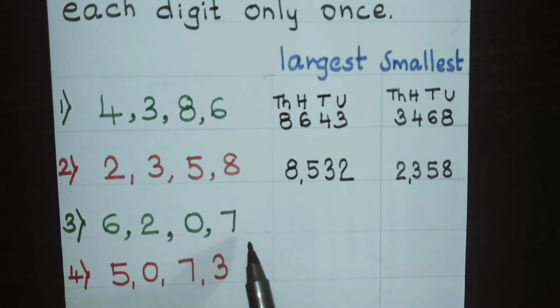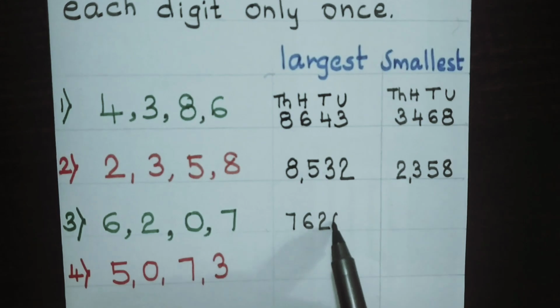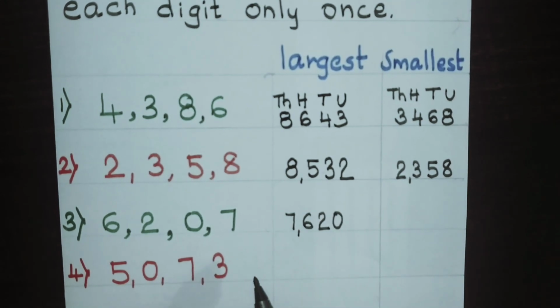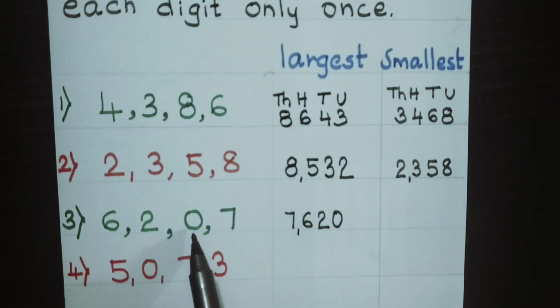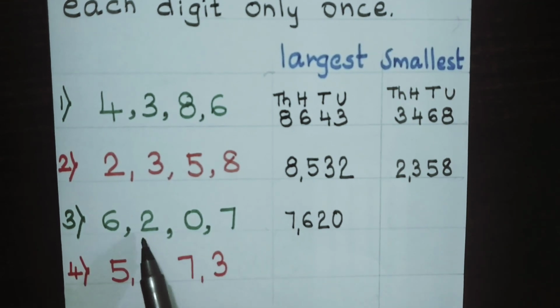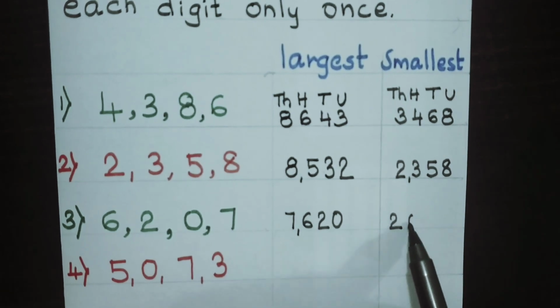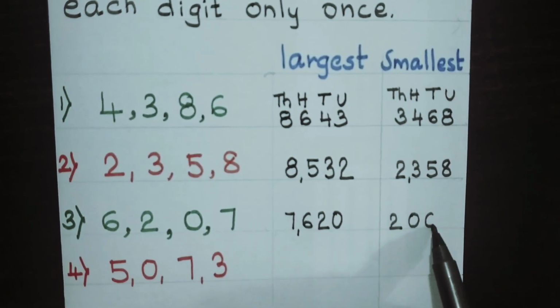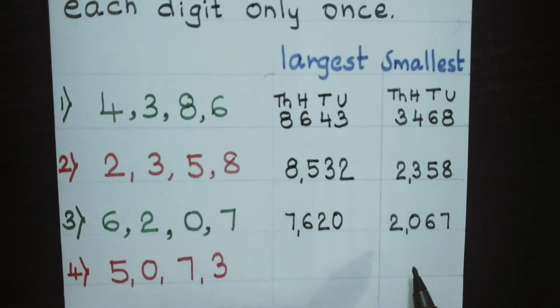Now here see in this, the largest number will be 7620. Now you want to make the smallest number. So here 2 and 0 is the small number. But we can't take 0 in the thousand place. If we take it, it will become the 3-digit number. So what we have to do, 2 you have to take. At the second place you have to take the 0 and then 6 and then 7. 2067 is the smallest number.